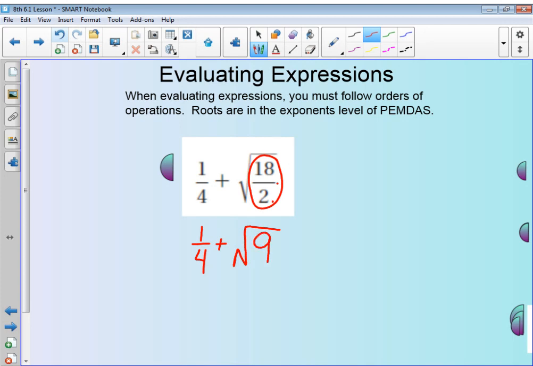Okay, so now if I find the square root of 9, well, that's 3, because I'm following orders of operation. I didn't have parentheses. I simplified my root to a square root of 9, so now I'm going to solve that. That's in this exponent part, which is 3. And then I still have 1/4 out here. Okay, so 1/4 plus 3, or 3 plus 1/4, is going to give me 3 and 1/4.